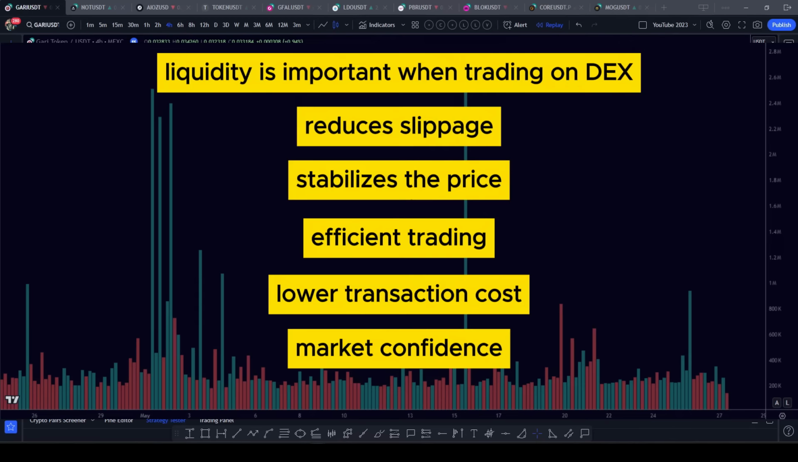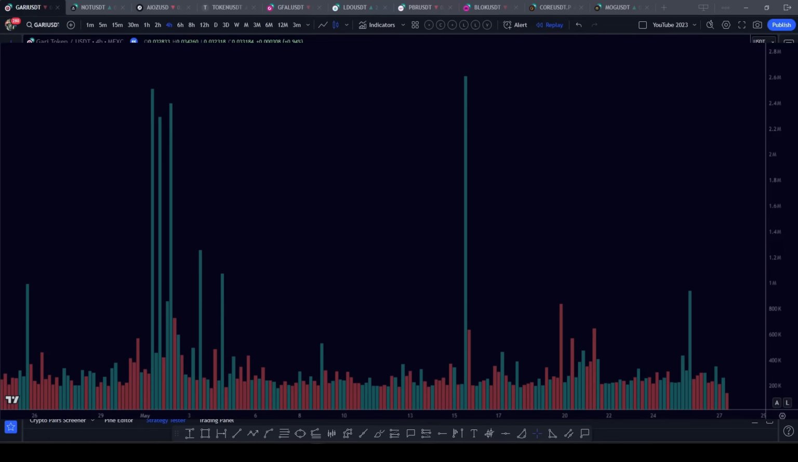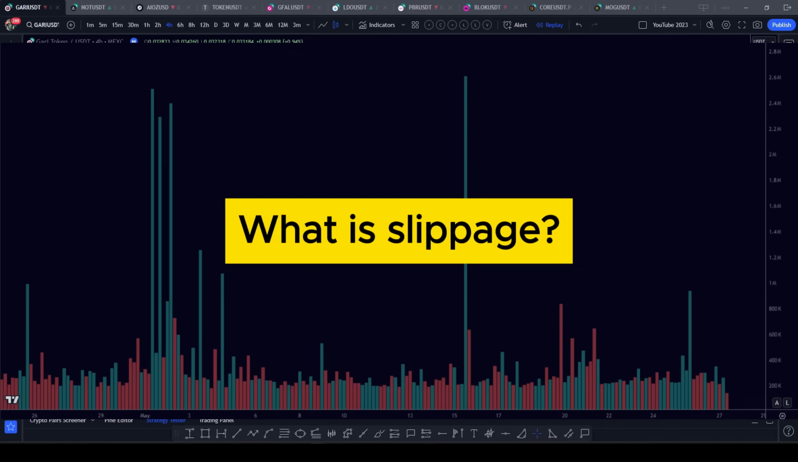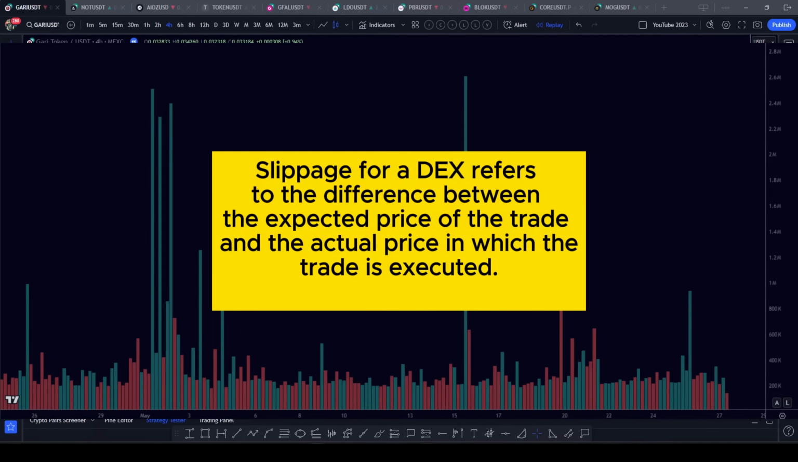And then last, and probably the most important one, is risk management. Understanding liquidity helps traders manage risk more effectively by avoiding markets with insufficient liquidity that could lead to unfavorable price movements. And I'm pretty sure I'm gonna get this in the comments: what is slippage? Slippage for a DEX refers to the difference between the expected price of the trade and the actual price at which the trade is executed.